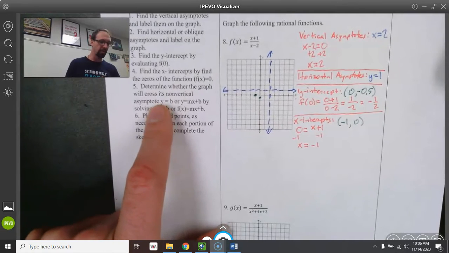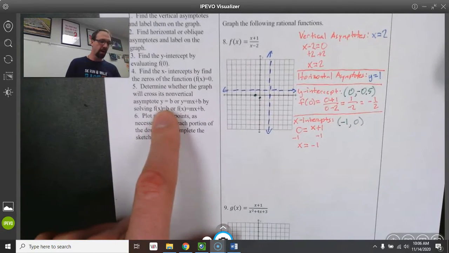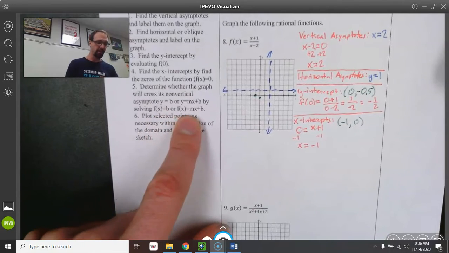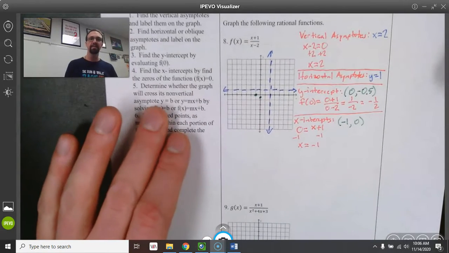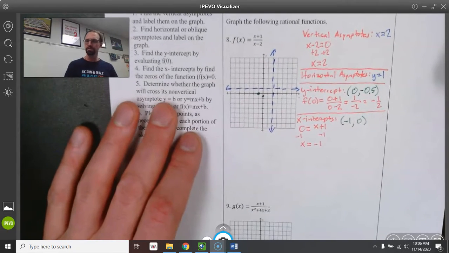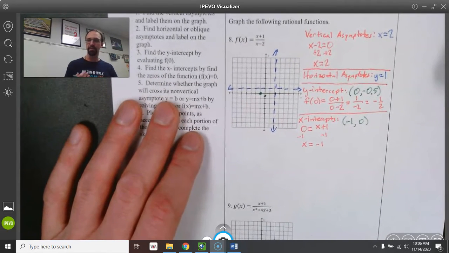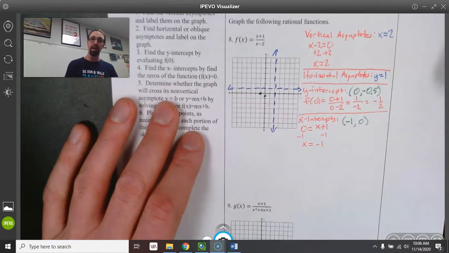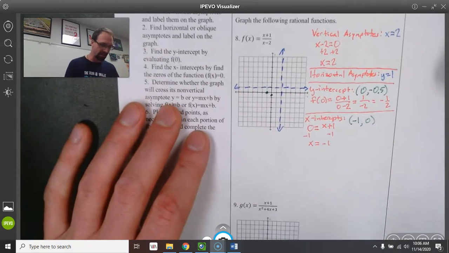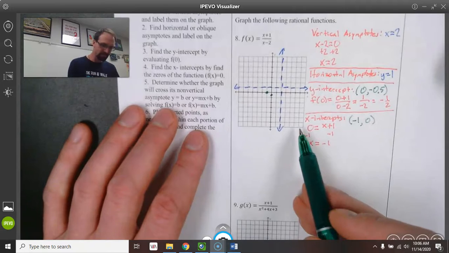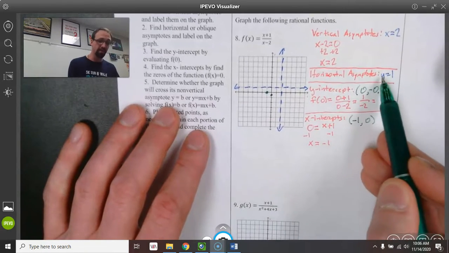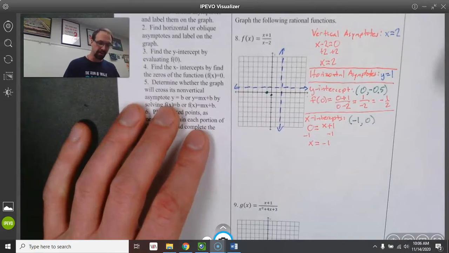Determine whether the graph will cross its non-vertical asymptote, y equals b or y equals mx plus b, by solving for f of x equals b or f of x equals mx plus b. This is usually when you have slant or oblique asymptotes. In this scenario, our horizontal asymptote is y equals 1, so we're going to set f of x equal to 1.